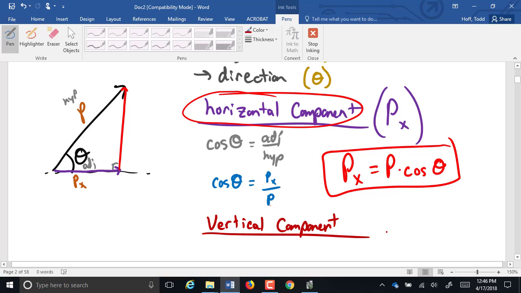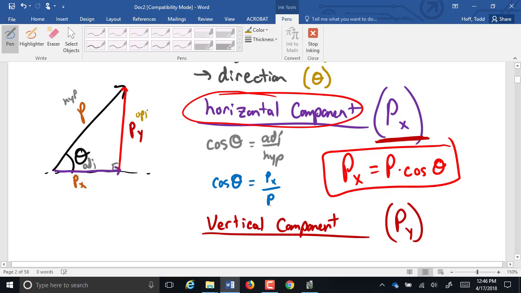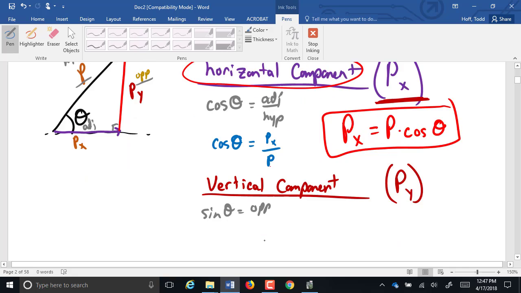Anybody want to guess what the notation is for the vertical component? Well, if we use P sub x for the horizontal, it's going to be P sub y for vertical. So yes, we call that P sub y, and you're right, that is the opposite side. So what trig function is that going to relate to? We want to relate it back to P. Opposite over hypotenuse would be sine. So sine theta is going to be opposite over hypotenuse.